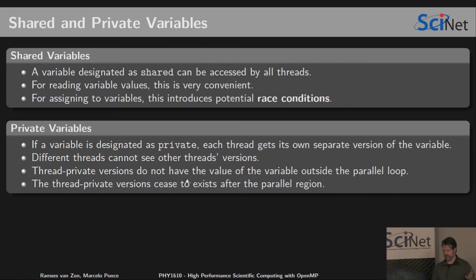Similarly, any value you assign to a private variable, when you exit that parallel block, it's gone. It doesn't exist anymore. It's not even so that thread 0 is the same as the serial thread. Those are different. Those don't see the same variables either.